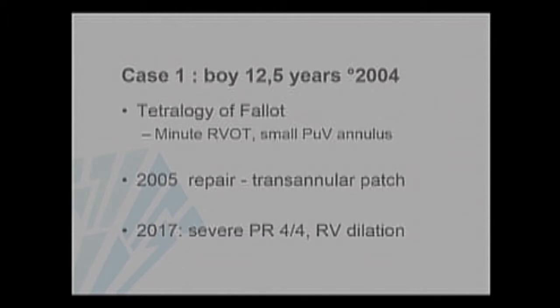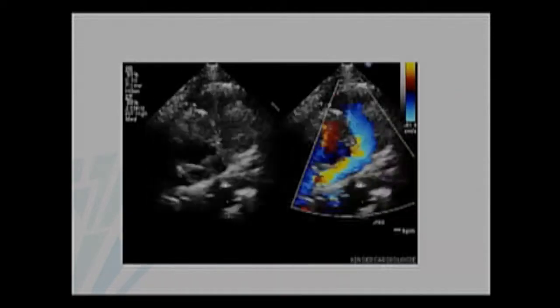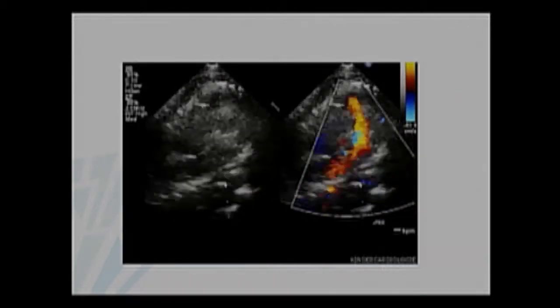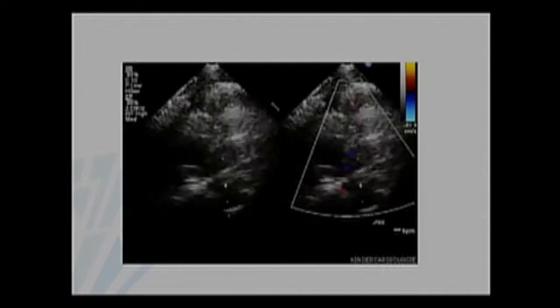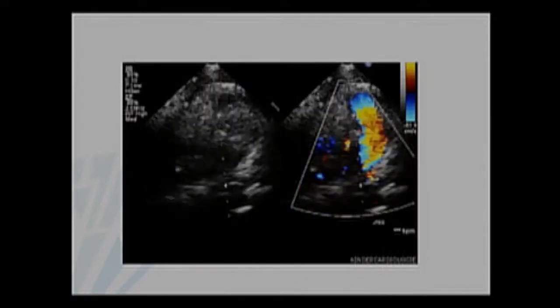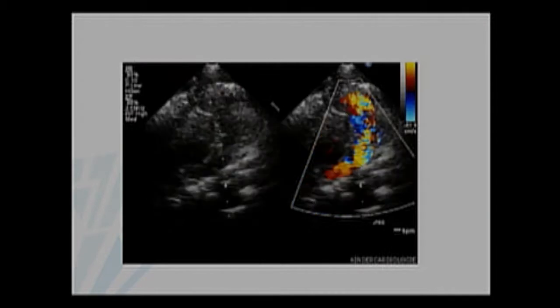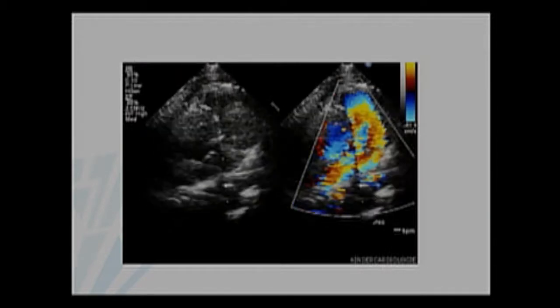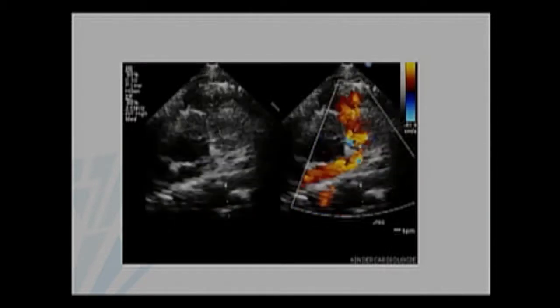So the patient had a transannular patch and had severe pulmonary regurgitation. Here you see the echo early this year. So you saw that this is a 12-year-old boy, status post transannular patch for tetralogy of Fallot. Obviously has significant pulmonary insufficiency, and these are the echo images.